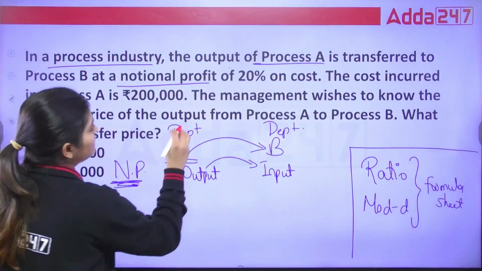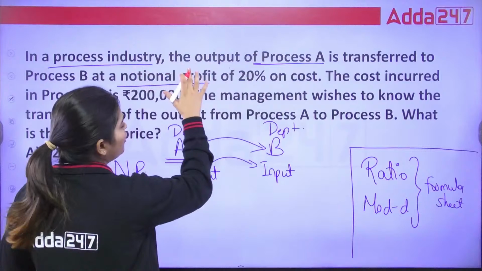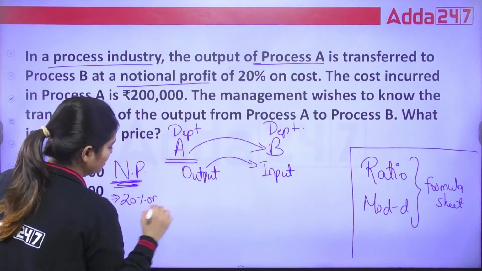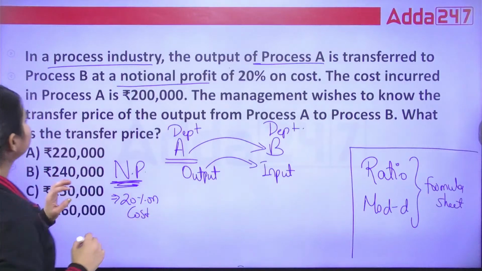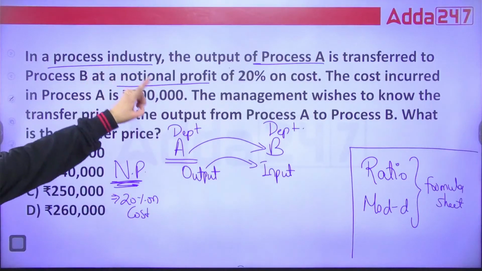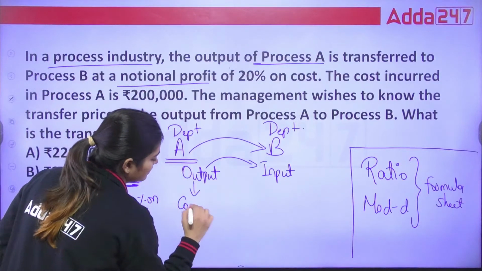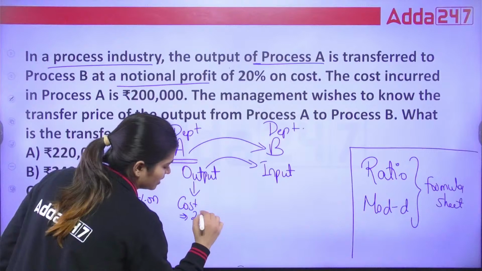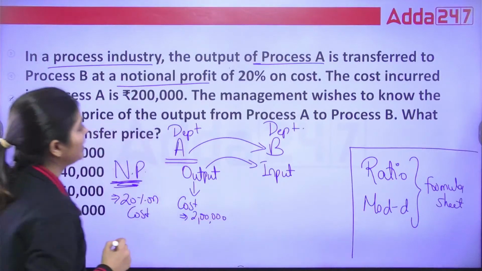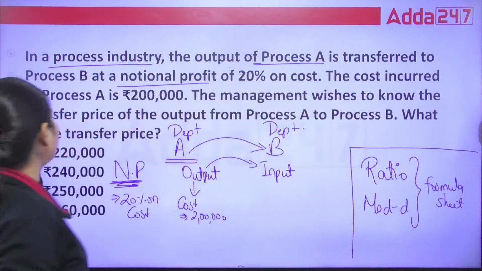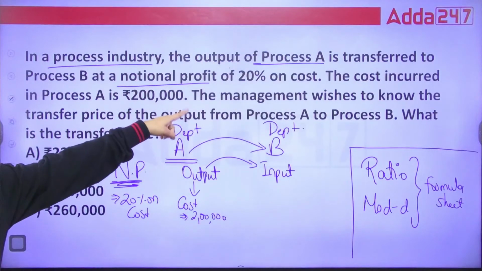So suppose in this, they are saying the notional profit is 20% on cost. How much? 20% on cost. And the cost incurred in process A, how much cost did A department incur? That is your 2 lakh. Management wishes to know the transfer price of the output from A to B.